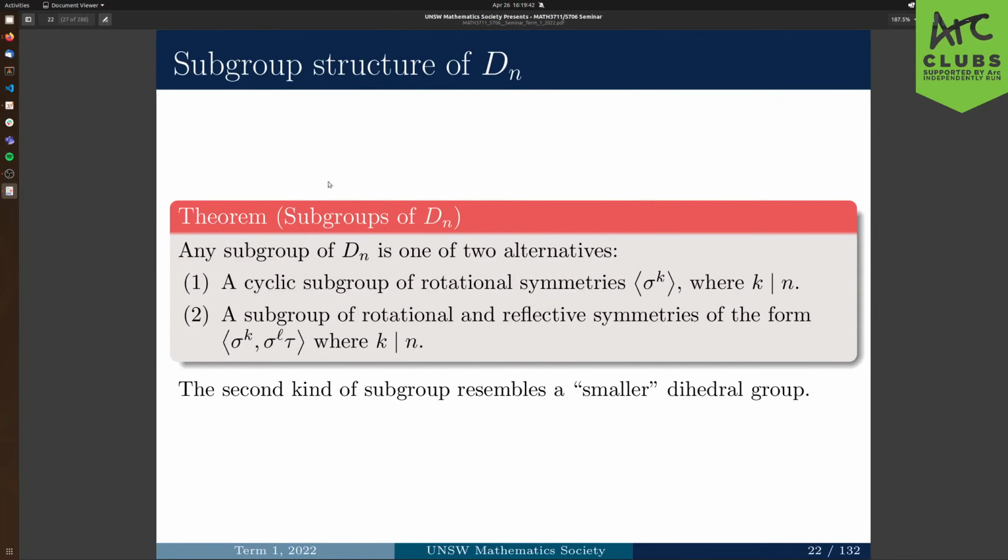I won't go over this slide because I want to keep this first bit of the seminar under an hour, but I do have a couple of slides included in this first bit that you can read. This one is about the subgroup structure of the dihedral group, which you may find helpful.